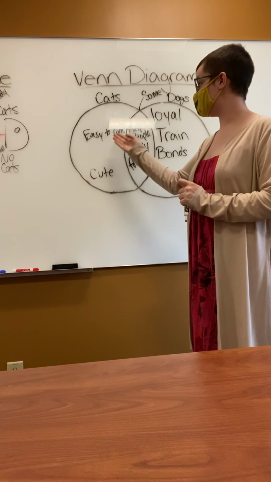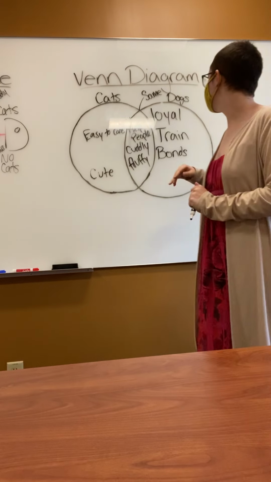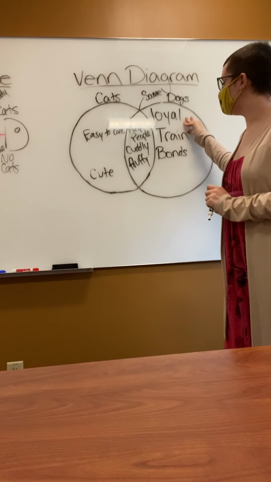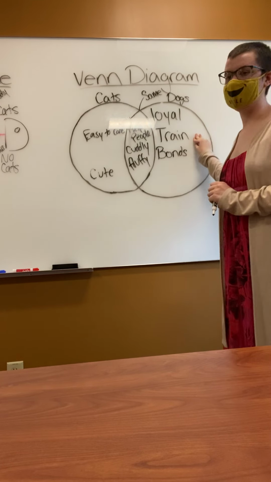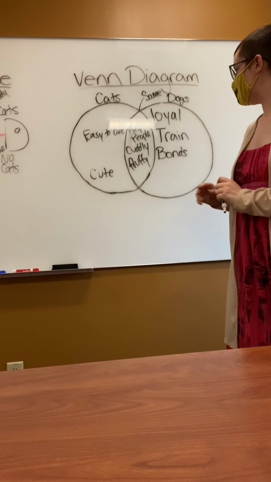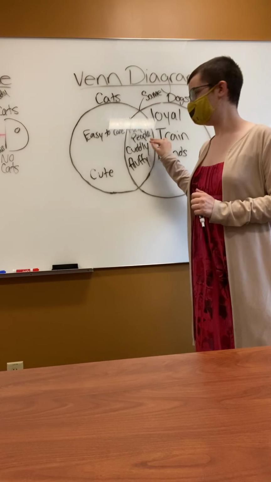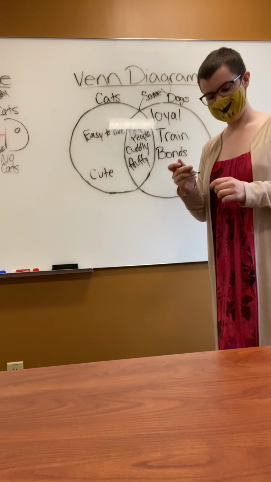So now in the cats column, we have that they're easy to care for. We have that they're cute. Under the dogs column, we have that they're loyal. We have that they're able to be trained. We have that they create good bonds. Between the two, they help people. They're both cuddly, and they're both fluffy.